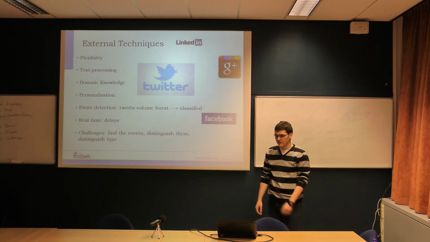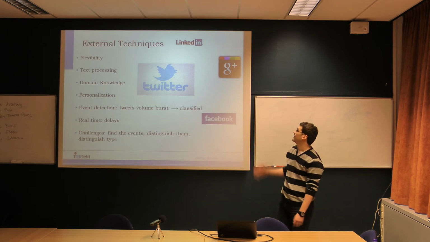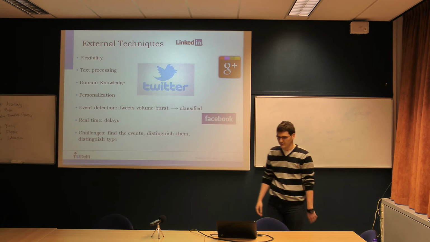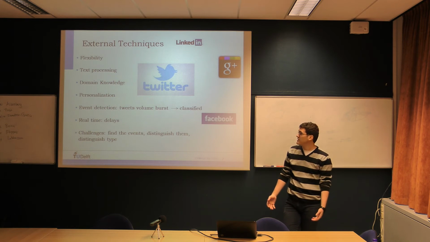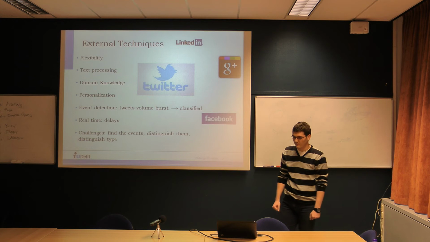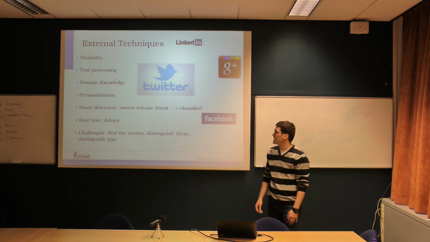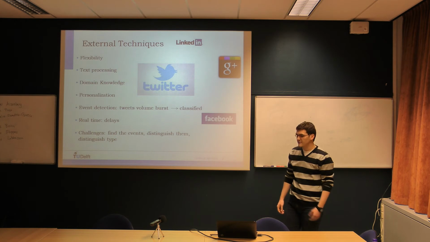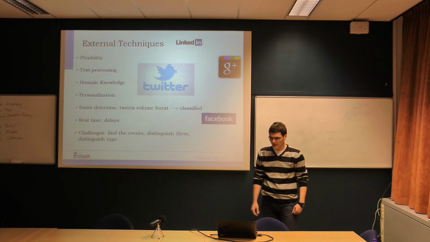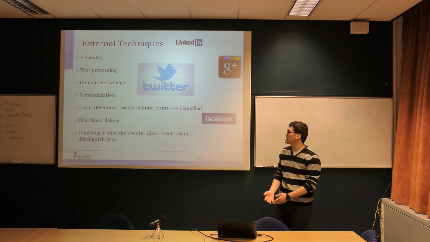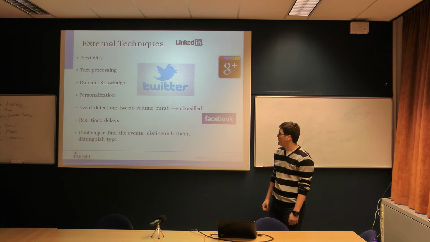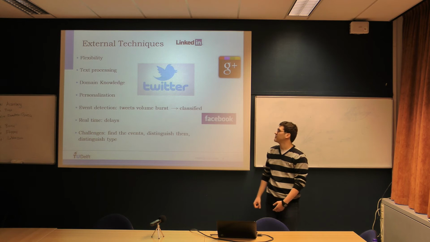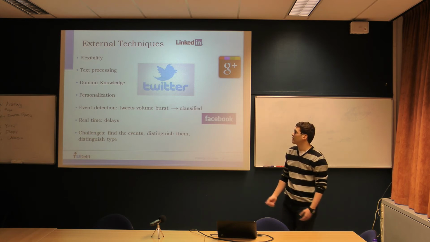External techniques. External techniques, as I said, use only information that is not present directly in the video and can be derived from other sources like LinkedIn, Google+, Facebook, or Twitter. They are very flexible. Usually they are tested on sports video, but they can be easily adapted to any type of video. Because this external information comes in the form of text, usually text processing techniques are used, and they are very powerful. Usually stop word removal, stemming, and part of speech recognition are done. Again, domain knowledge is important because you have to use specific keywords to extract this external information.